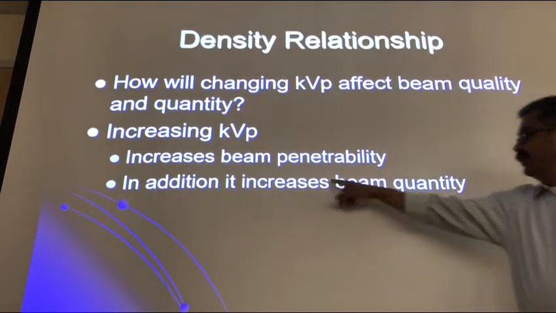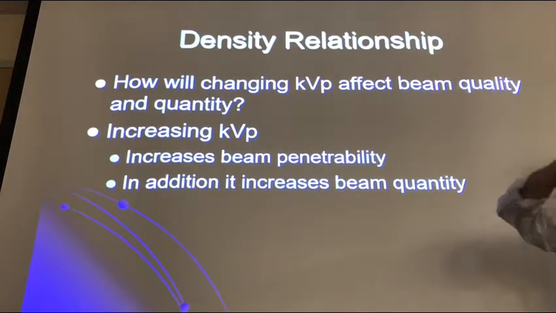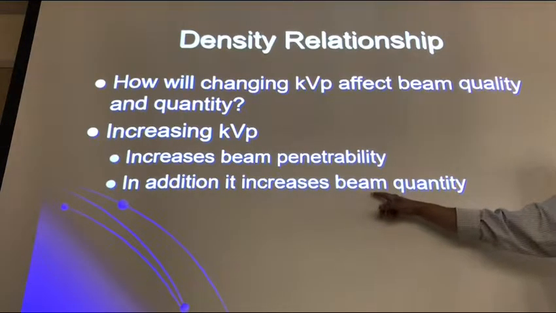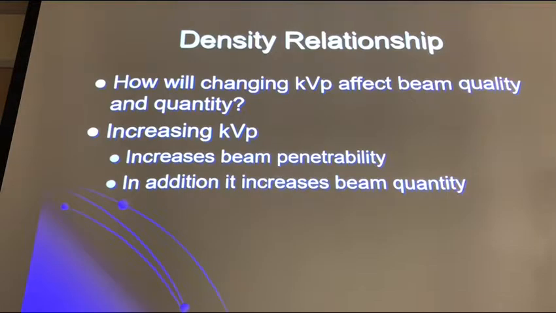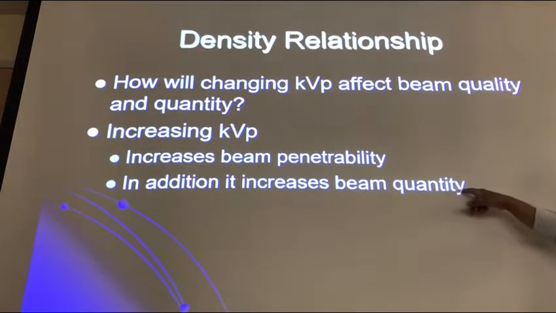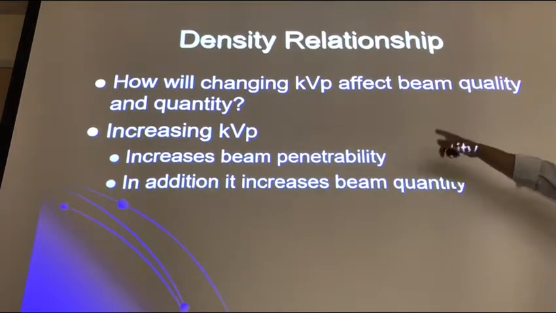In addition, it will increase beam quantity because of the reasons that Amanda explained. But can you repeat that, Kayla? Let's make sure that we get it. This part here, in addition to increase the beam quantity. What does this say? Careful there. Okay, I want you to explain the second part. In addition, it increases beam quantity. Why does increasing the KVP increase the beam quantity?